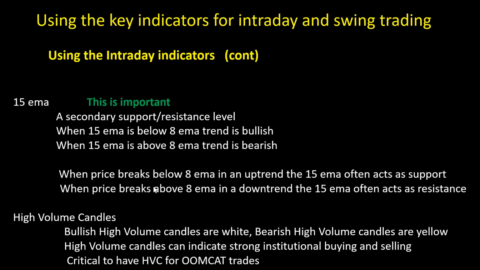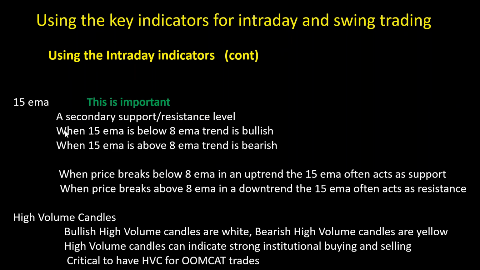All right, 15 EMA. Now this is something that not a lot of people are going to talk about, and I don't think a lot of people know about this. So that's why I put this as important. The second one is the 15 EMA. Okay, it's a secondary support resistance level to the 8. All right. So when the 15 EMA is below the 8, that means that the trend is bullish, right? The 8 is above the 15. So when the 15 is below the 8, the trend is bullish. When the 15 is above the 8, the trend is bearish, right?